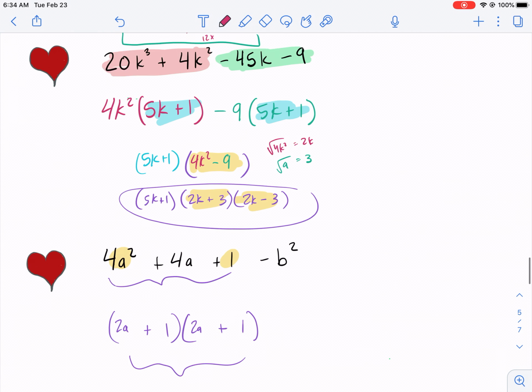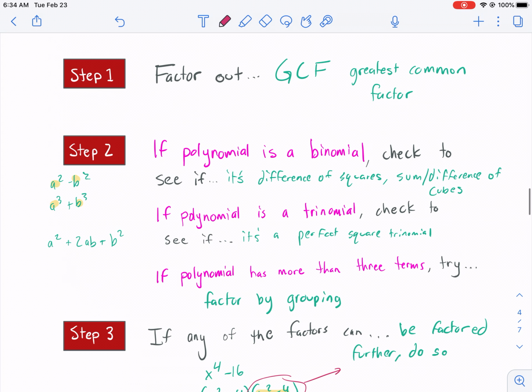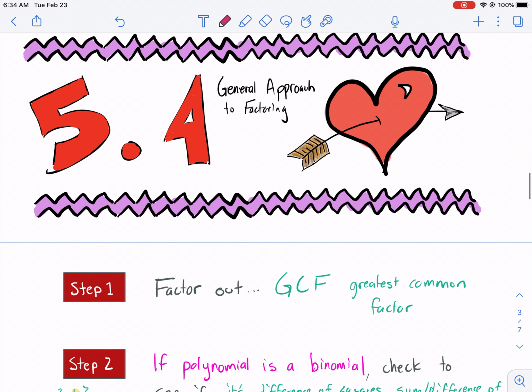So this is a general approach to factoring. Hope this is a good kind of selection of problems to help you understand how to factor any specific problem.